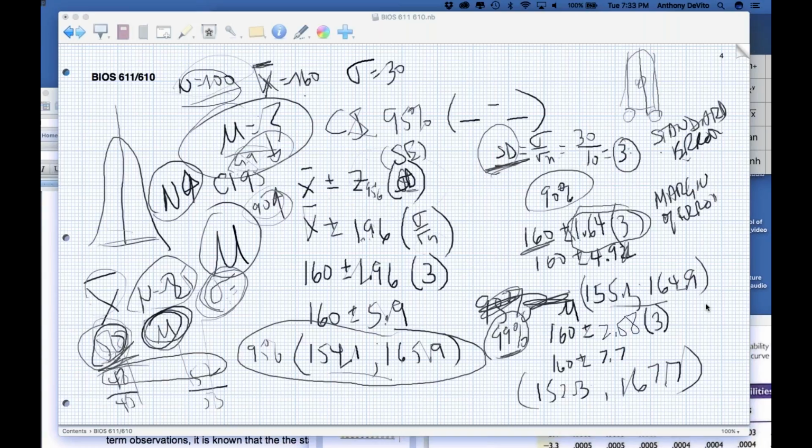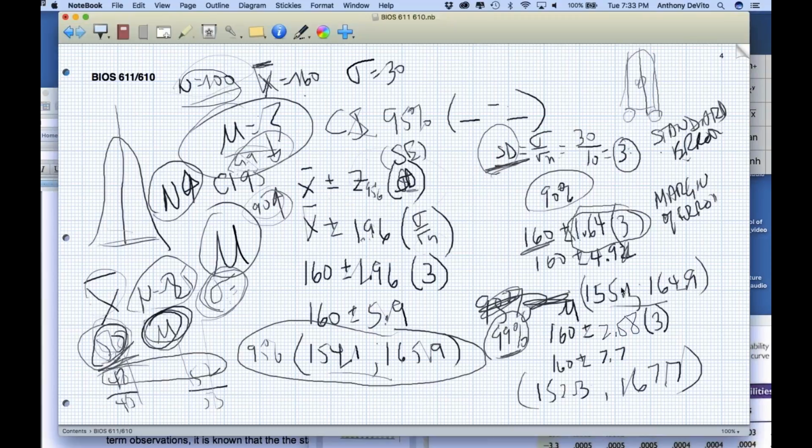In other words, in this case, I'll give you an example. If you want to guess my weight, please don't, by the way. I don't want to see anybody guessing my weight in the chat box. Thank you. Okay, if you were to guess my weight, right?